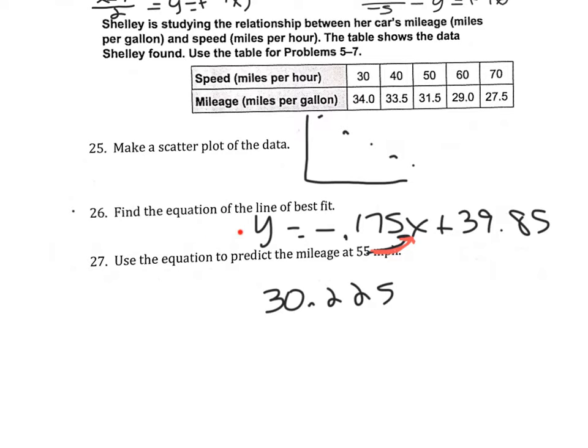Then it says to get your equation. That's where you go back to stat and calc, and you want LinReg, line of regression. On your calculator, it says LinReg, and it will tell you exactly how to write it. It'll say what a is and what b is and where it goes. And then for 27, the last one, it says 55 miles an hour. What's a prediction? So just put the 55 in for your x, punch it in your calculator, and you should get 30.225. And that's it.